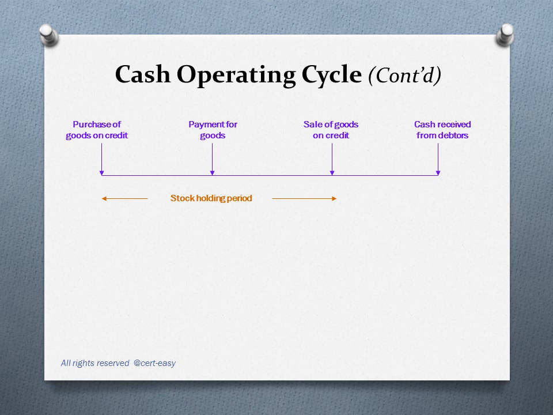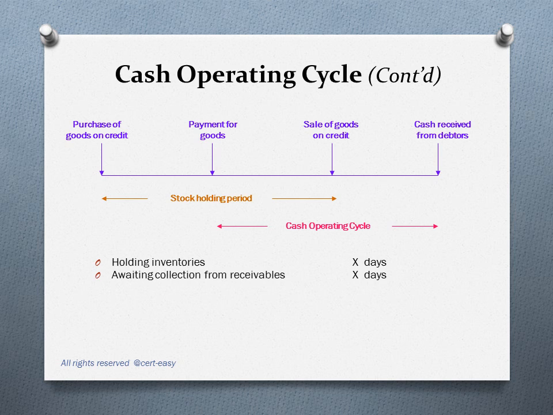The period starting from the purchase of goods until the goods are sold is the stock turnover period or inventory turnover. The time difference between our payment for goods and cash received from debtors is the cash operating cycle. Put them into mathematical calculation. The period of inventory holding plus the receivable turnover less the credit period from payables is equal to cash operating cycle in number of days. Are you clear now?